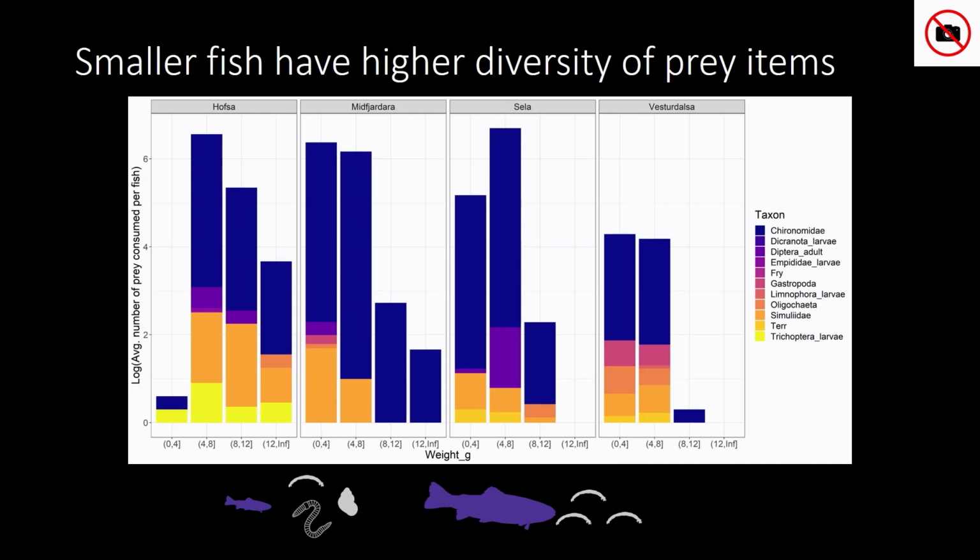What we see here is that River Vesturdalsá has the lowest amount of prey being consumed in comparison to the other rivers, and also that the abundances vary between sizes of fish. We notice that smaller fish tend to have a more diversified diet, whereas larger fish tend to eat mainly non-biting midges, the chironomids.